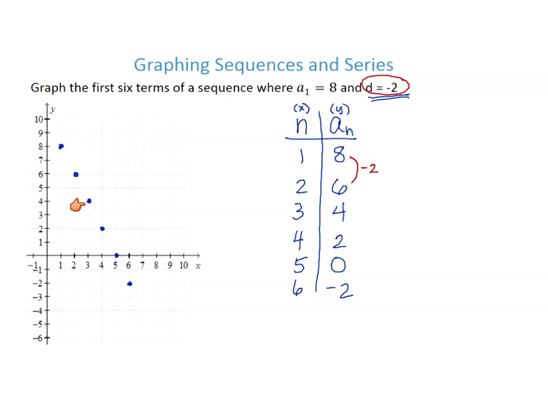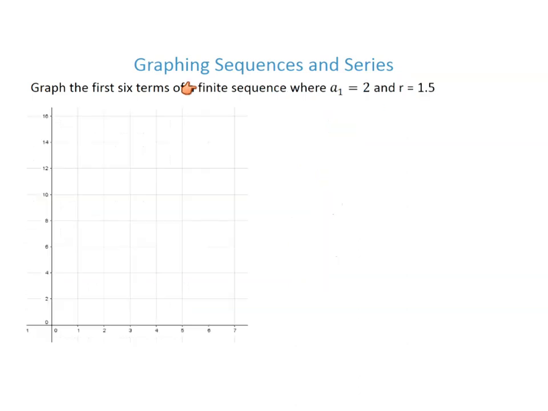So that's why it's not a good idea, or why it's not even correct to connect these. So don't connect them. But if I were to find the slope between any 2 points here in the sequence, I would get -2. Graph the first 6 terms of a finite sequence, meaning it has an end, where the first term is 2 and the common ratio is 1.5.